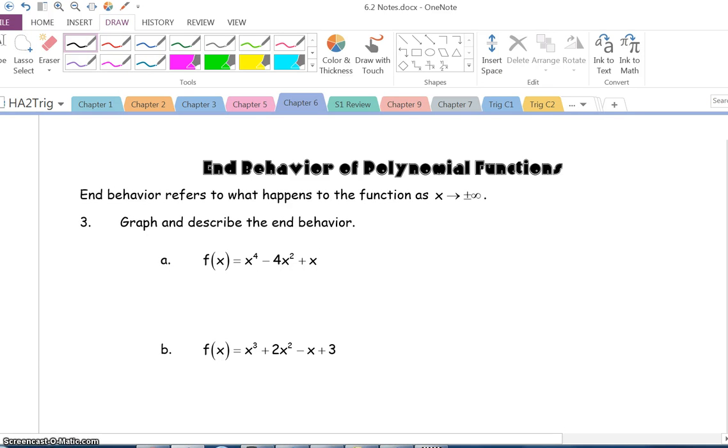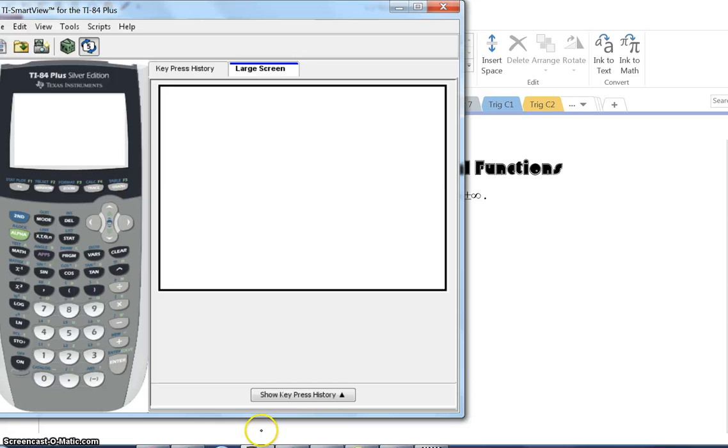Alright, next is end behavior. So end behavior refers to what happens to the function as x approaches positive or negative infinity. So let's take a look at our first graph right here.